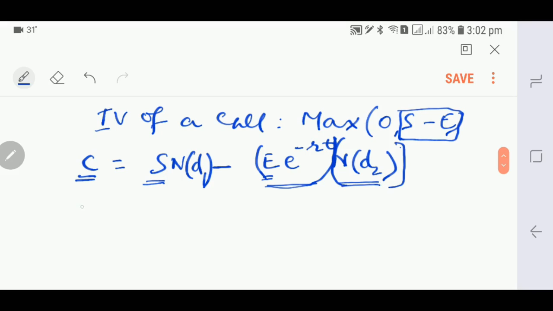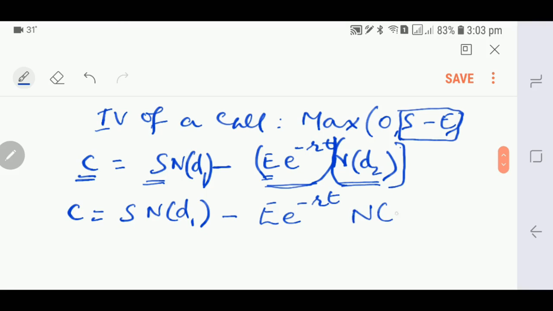So let me write it neatly here. The Black-Scholes formula for valuing a call option is equal to S times N of d1, where S is the stock price, minus the present value of the exercise price times N of d2.